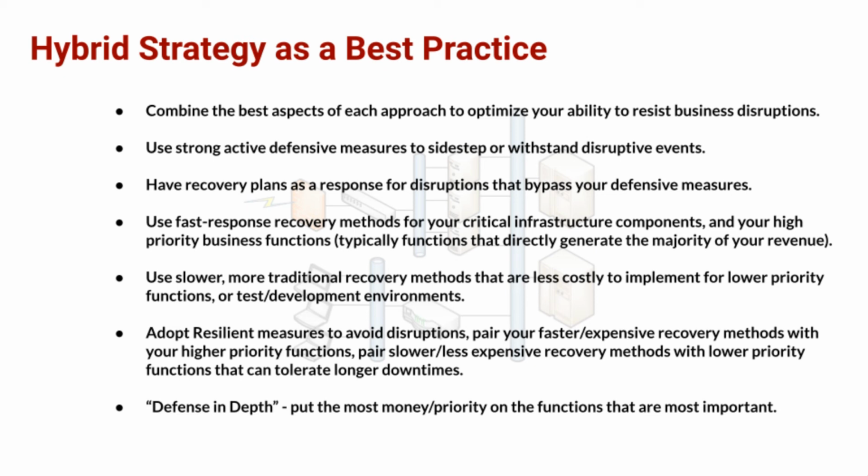So you'll want to adopt a resilient posture as much as possible to reduce your exposure to risk, but you still want to be able to respond to disruptions and have your highest priority, most critical business functions, which typically bring in the most revenue, protected with the fastest and more expensive recovery methods, while your lower priority applications and processes are protected by less expensive, probably slower recovery methods. That way you're focusing the majority of your recovery spend on your applications and business processes that can tolerate the least downtime, and not spending as much money on applications and functions that can tolerate longer downtimes.